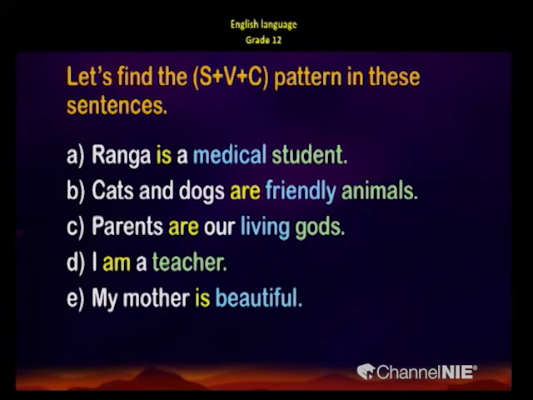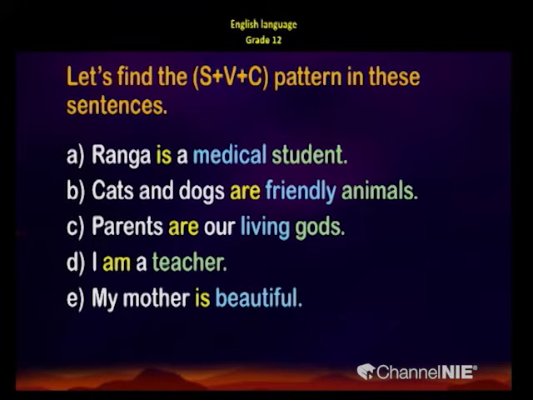Right. So what are the words in blue color? Medical, friendly, living, beautiful. So these words are used in sentences to describe a noun. Now look at the first one. Ranga is a medical student. Then cats and dogs are friendly animals. We get to know what type of animals, friendly animals. Then parents are living gods. Then next one, my mother is beautiful. Again, we are talking about our mother and a quality, beautiful, right? So these words in blue are adjectives.